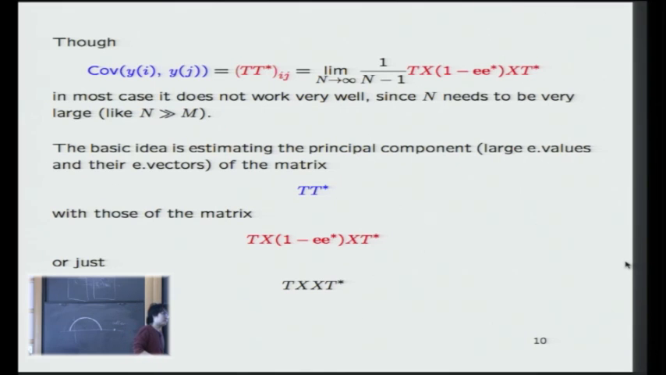Do you know or care at what rate this limit converges? No, I don't care about that. What I care about is, if n is not very large, or even if it's large, what's the difference between the eigenvalues? How much can you say, and how accurately, about the principal components of this matrix from the information you get from here? That's what I'd like to know. And later you will see that it's acceptably accurate.